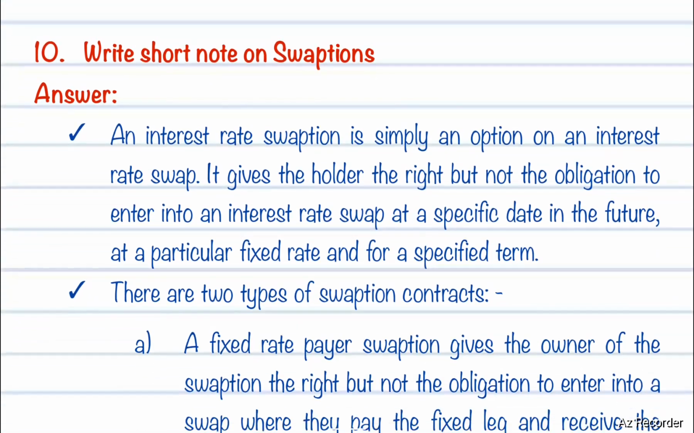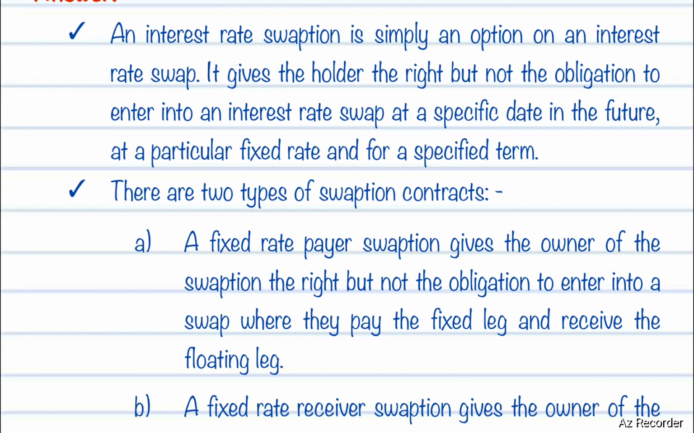Write short notes on swaptions. An interest rate swaption is simply an option on an interest rate swap. It gives the holder the right but not the obligation to enter into an interest rate swap at a specified date in the future at a particular fixed rate and for a particular specified term.